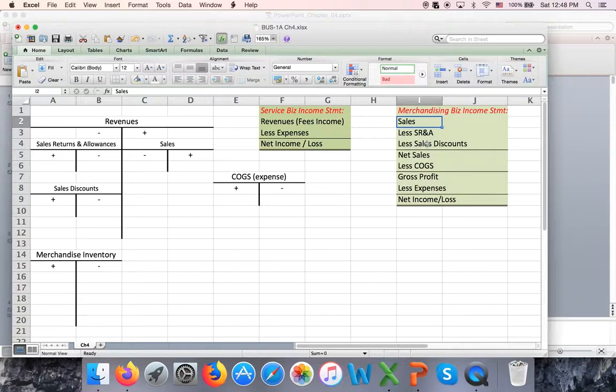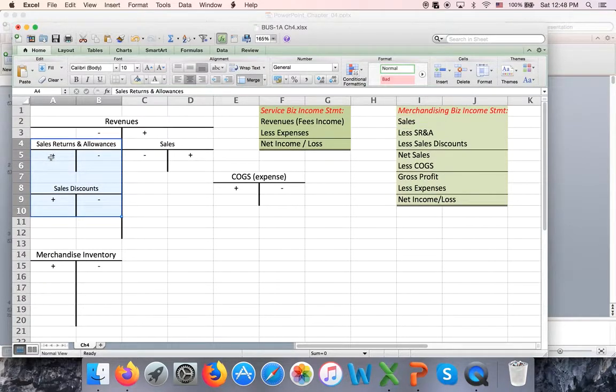less sales discounts. Again, both of those accounts look like expenses. They have a normal debit balance, but we classify them as contra revenues. And then we get net sales. So what is net sales? It's sales less returns, allowances, and discounts.